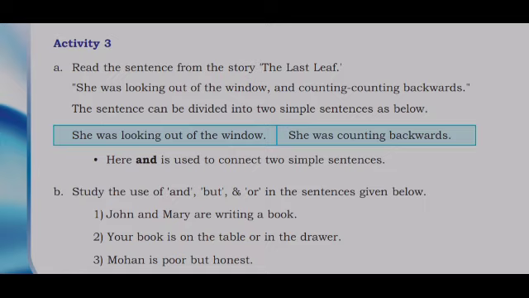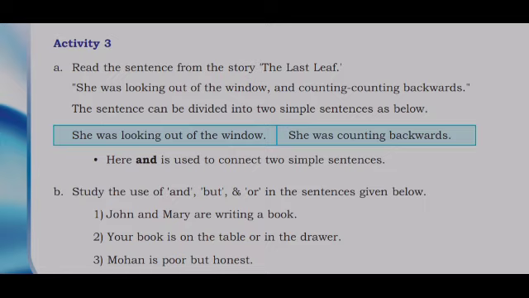Activity 3. Read the sentence from the story, The Last Leaf. She was looking out of the window and counting backwards. Here, the sentence can be divided into two simple sentences as below. The first sentence: she was looking out of the window. And the second sentence: she was counting backwards. Here, and is used to connect two simple sentences.